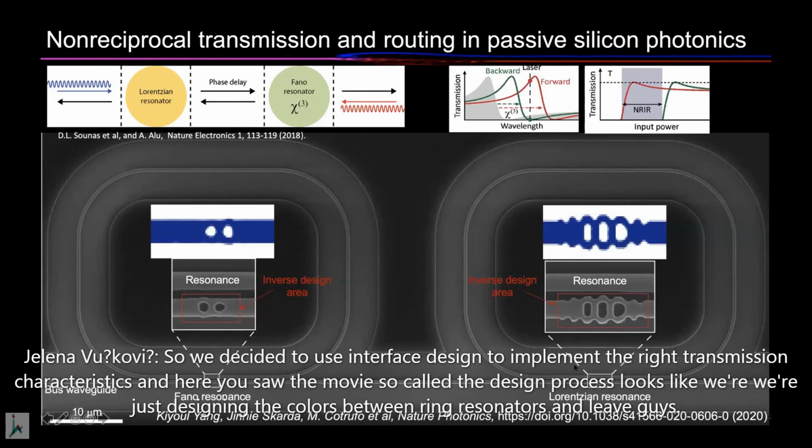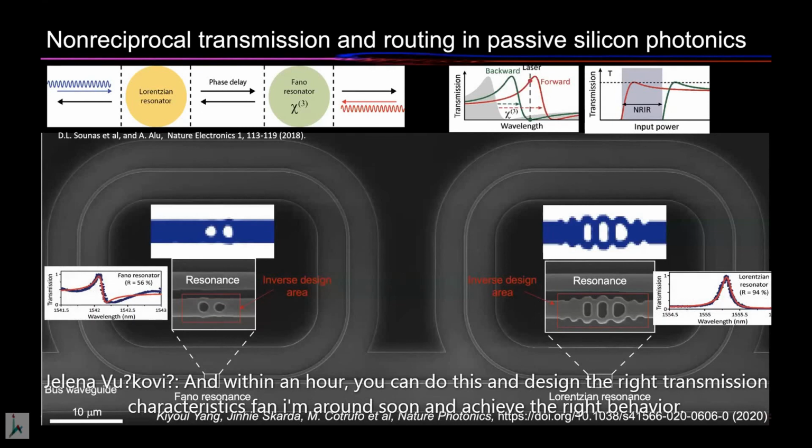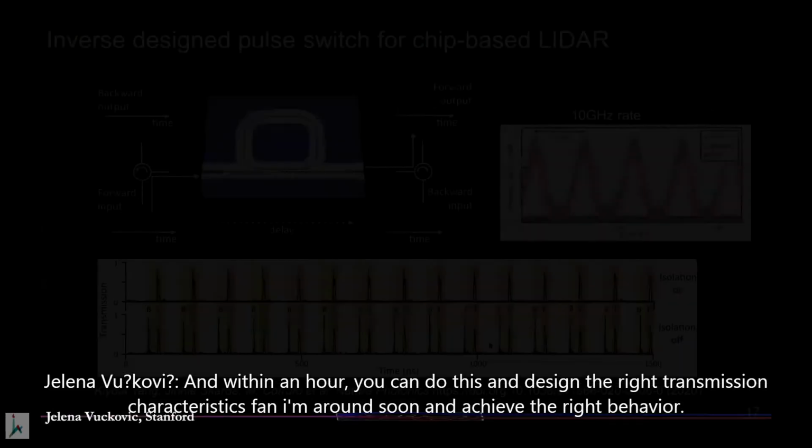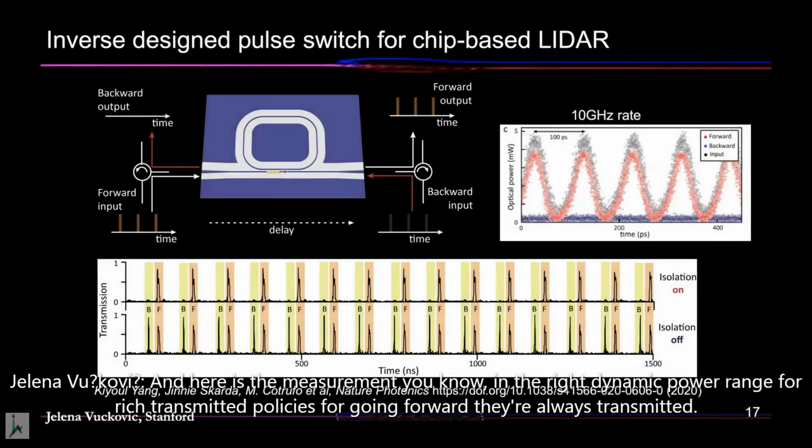And here you saw the movies of how the design process looks, where we're just designing the couplers between ring resonators and waveguides. Within an hour, you can do this and design the right transmission characteristics, Fano and Lorentzian, and achieve the right behavior. And here is the measurement, in the right dynamic power range.